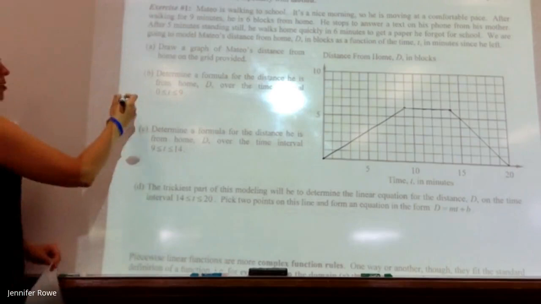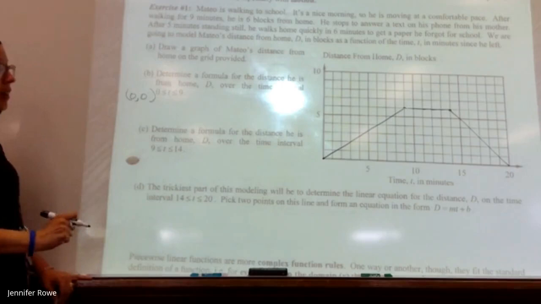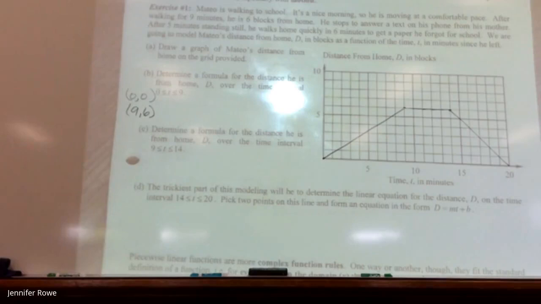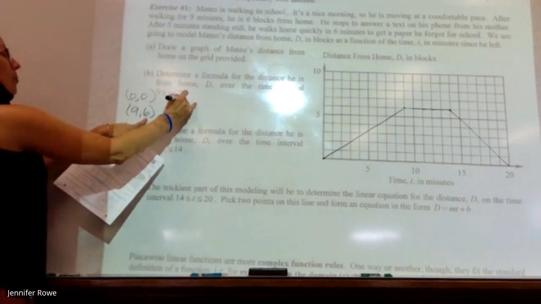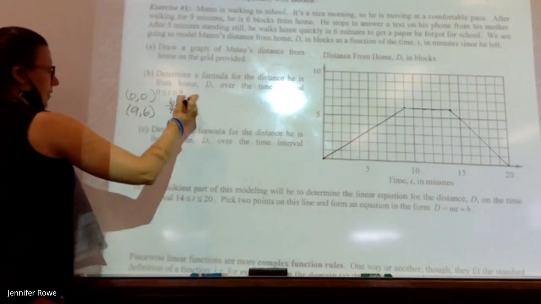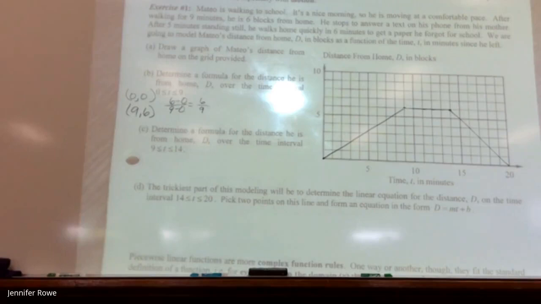Y2 minus y1. So I'm going to use 0, 0, and I'm going to use 9, 6. Y2 minus Y1 over X2 minus X1, because I like to do it the easy way. Don't make this a challenge. What did I just find?